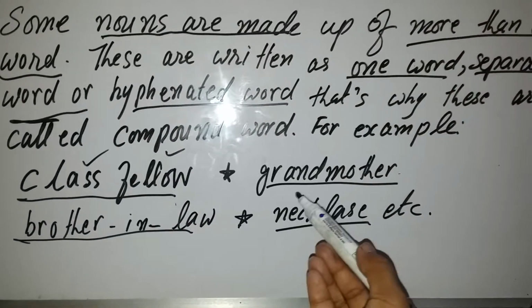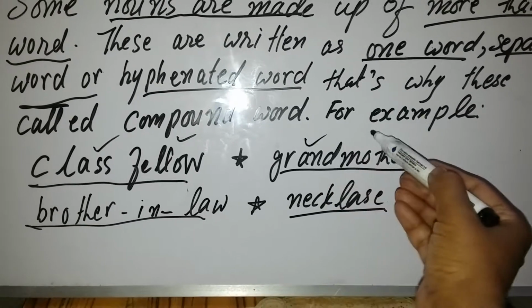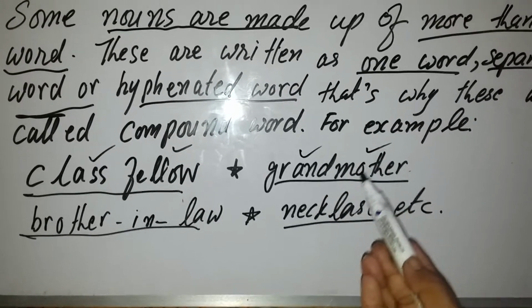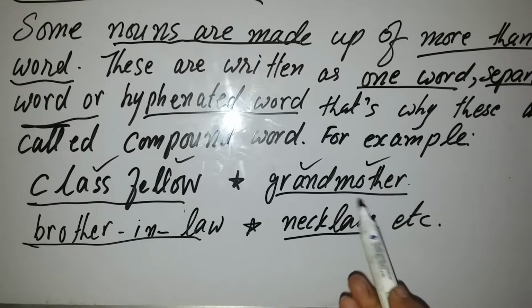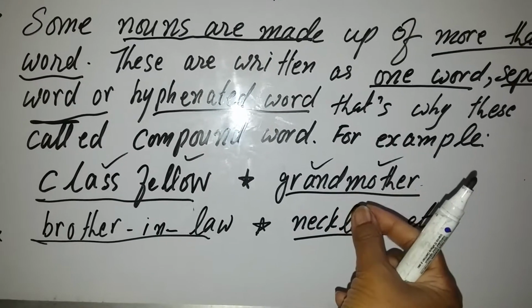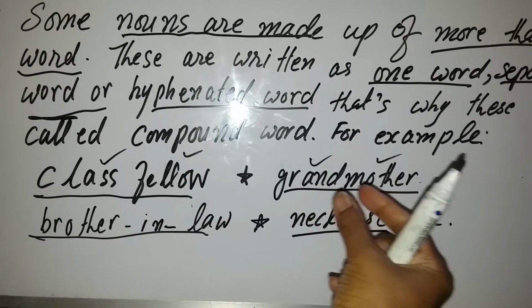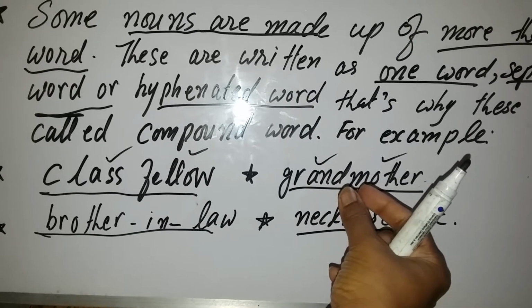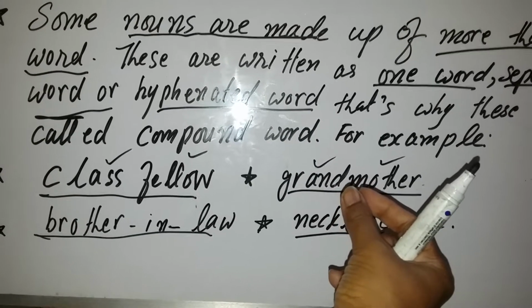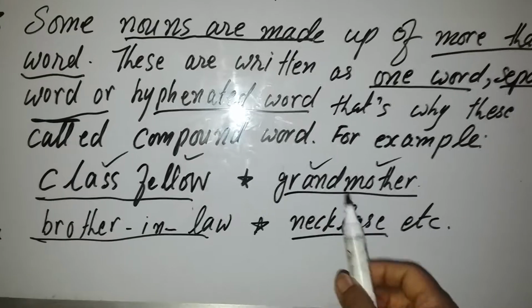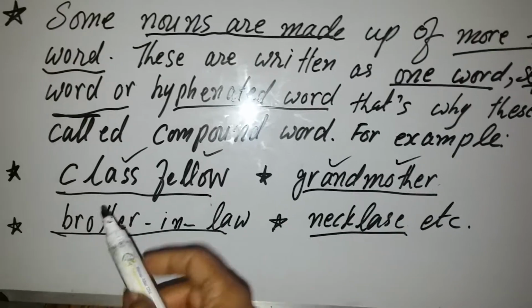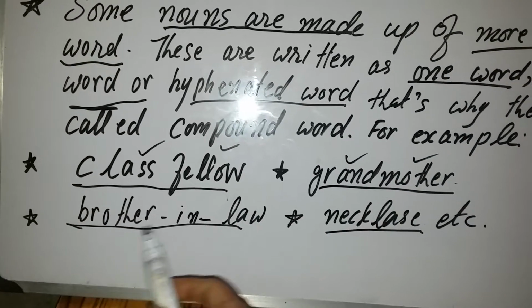Now look at this one, grandmother. These are also two words, grand and mother, and we have made it a compound word by joining them. Grand and mother, there is no space between these two words, so this is joined, and this is also called compound noun.